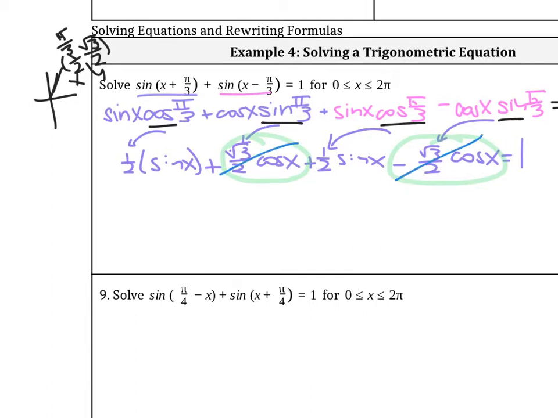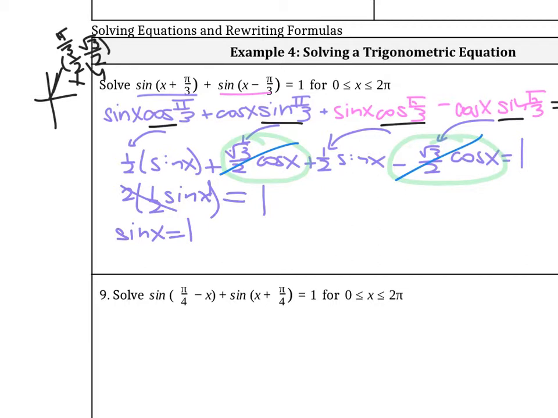Now we have 1/2 of sine of x plus another 1/2 of sine of x. Let me write that out. It becomes 2 times 1/2 sine of x, since we have two of them, and that equals 1. So what happens is just sine of x equals 1. Now we want to solve for that x value. When does sine of x equal 1?